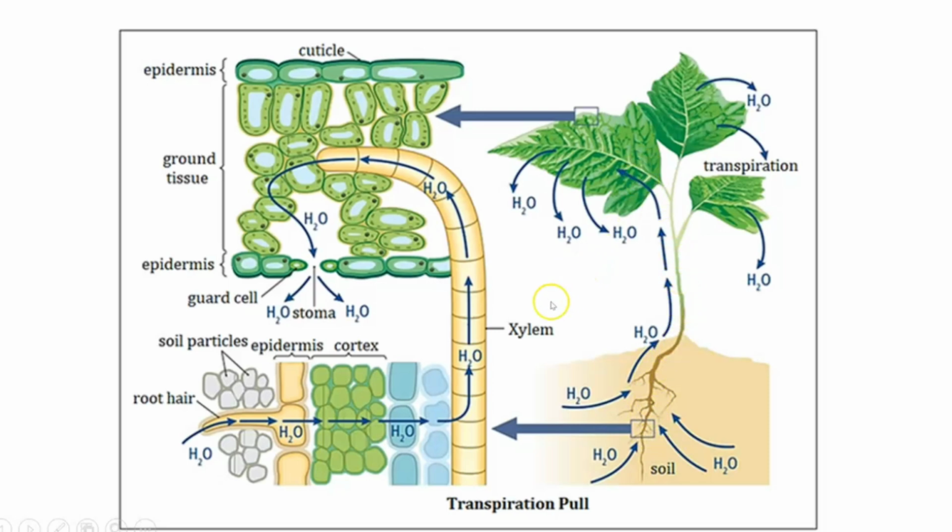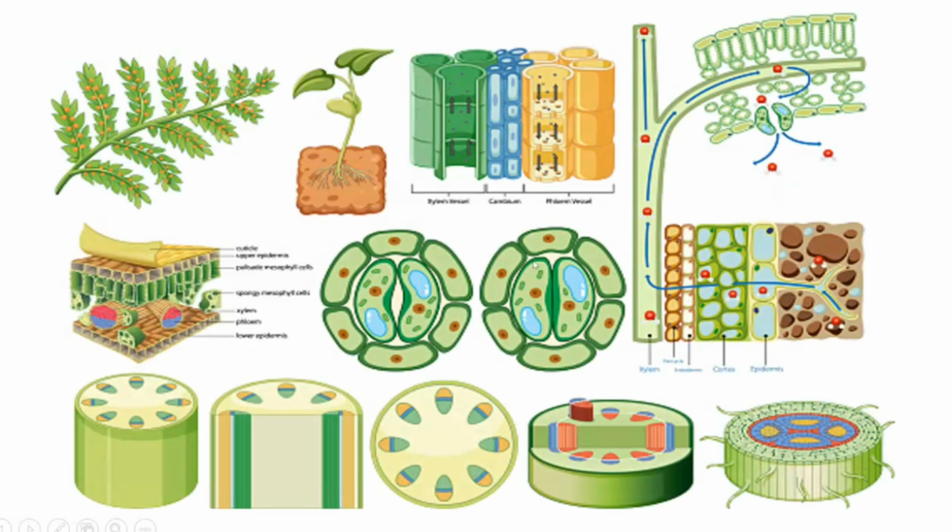Do you understand about this? So the loss of water from the leaves in the form of water vapor, we call it transpiration. Okay. So the movement of food materials from leaves to the roots, we call it translocation.